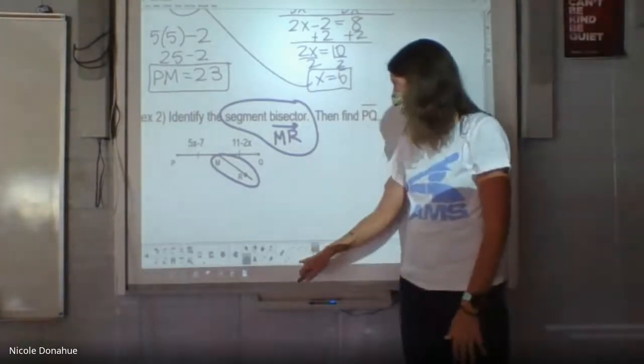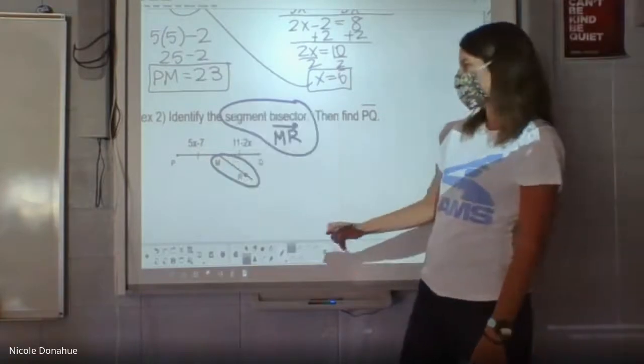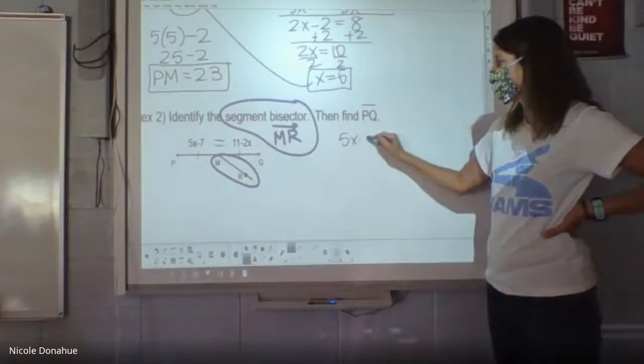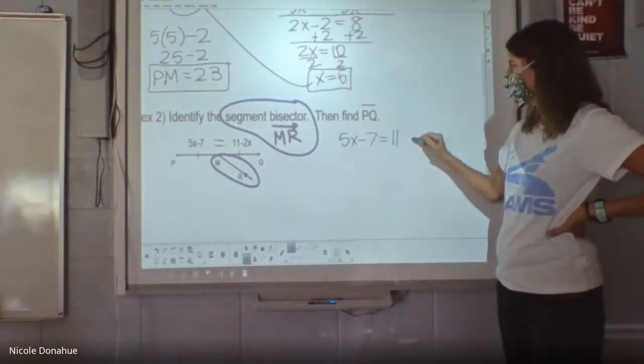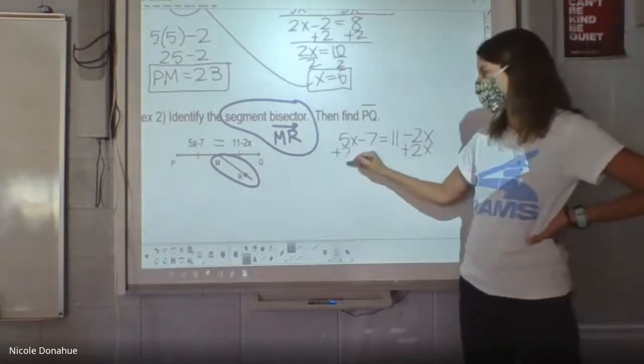Okay, I'm going to start working through it up here. So if you guys are stuck, we're setting these equal again. I like moving the smaller x, so I'm moving that 2x over.